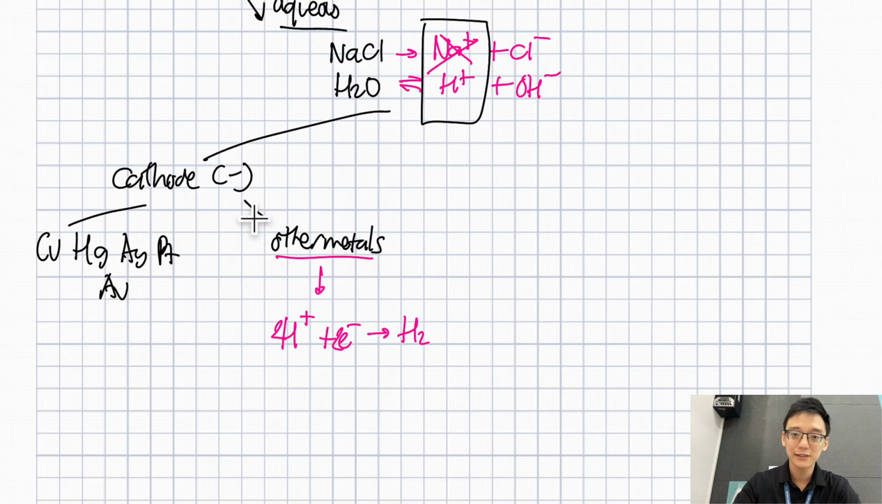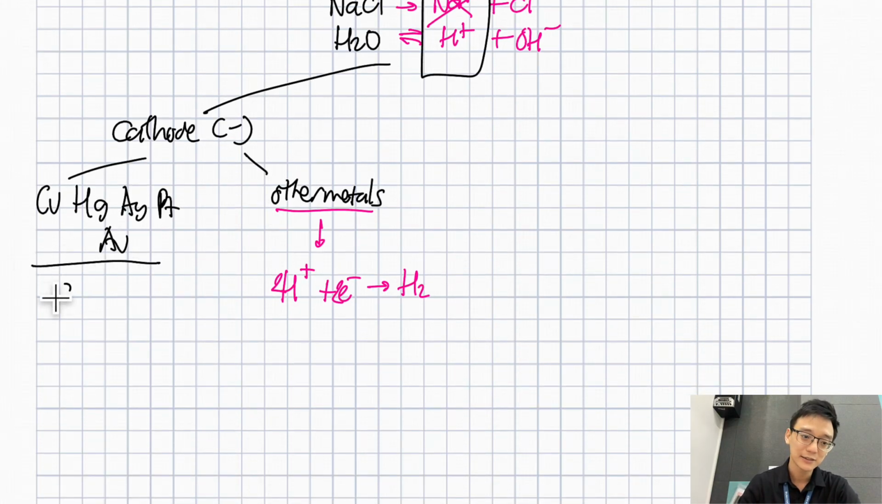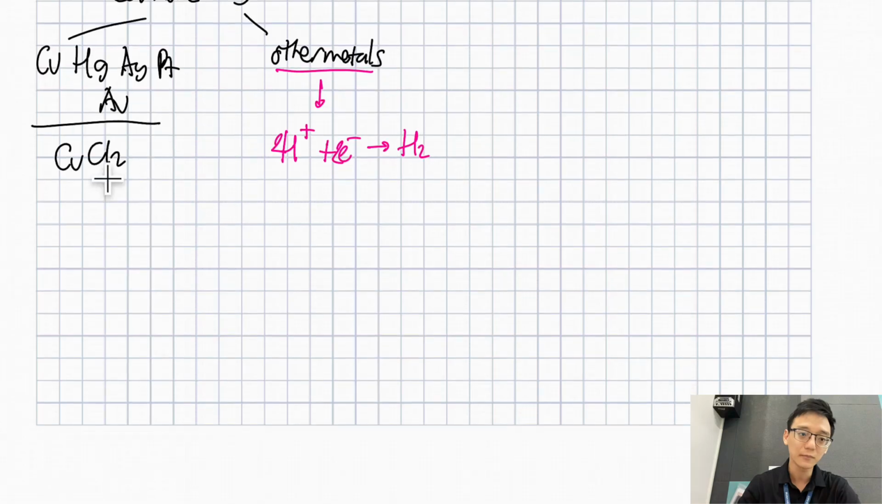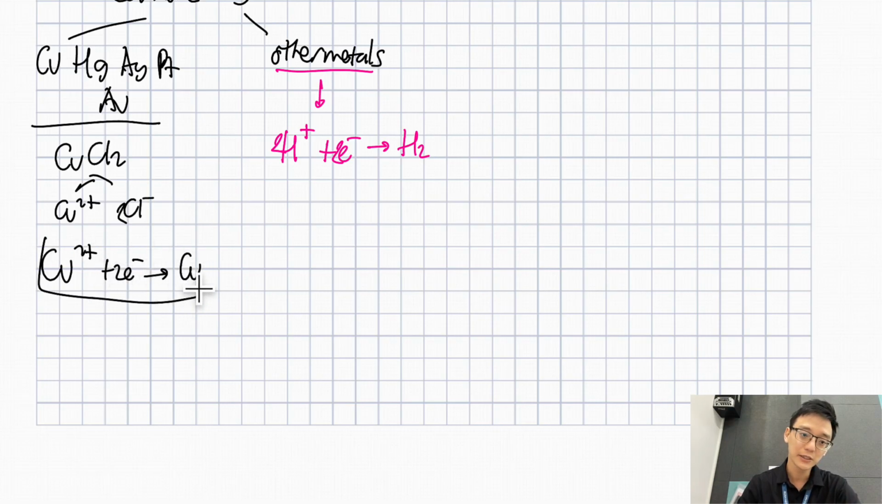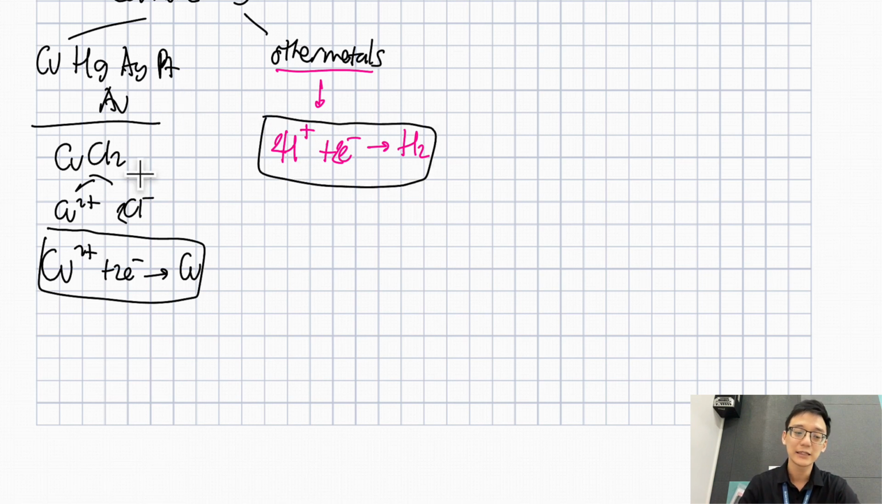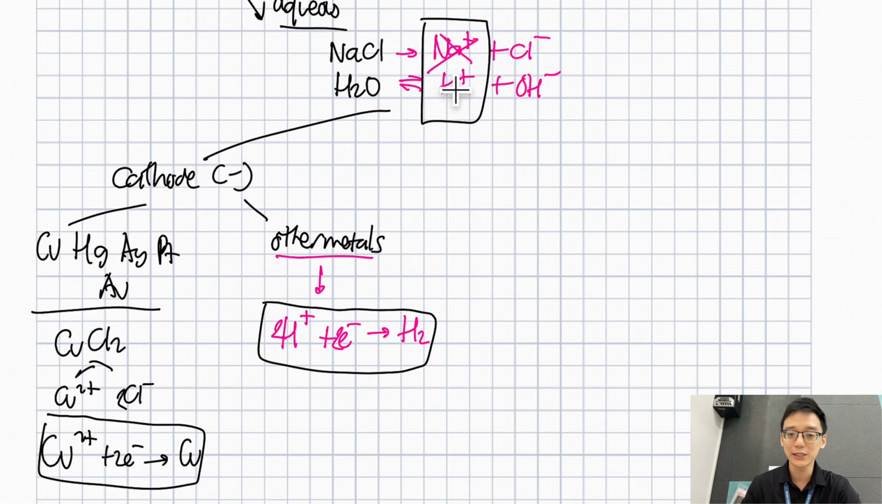What if it is the special metal, for example CuCl2? CuCl2 divides into Cu2+ and Cl-. So Cu2+ will be reduced, forming Cu. So this is the difference. If it is the special metal or the reactive metal, as we say, then the metal will be reduced instead, because these metals really like to be reduced. But if it is other metal, then hydrogen will be reduced instead, because it is more difficult to reduce other metal compared to reducing hydrogen.